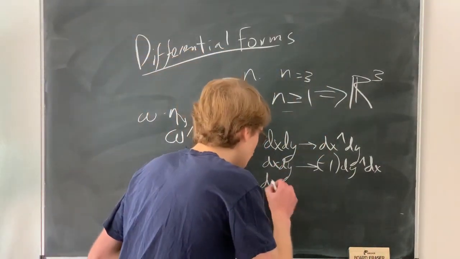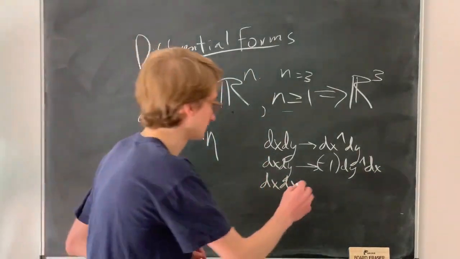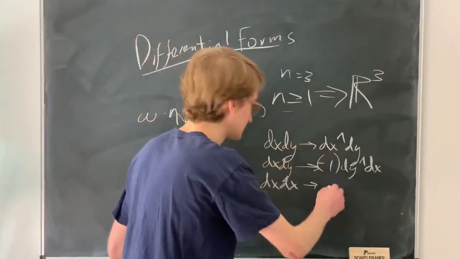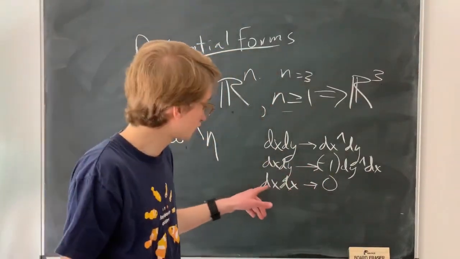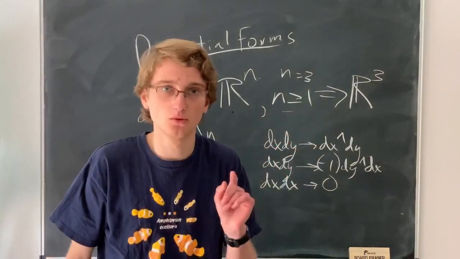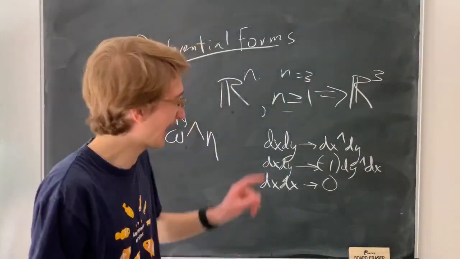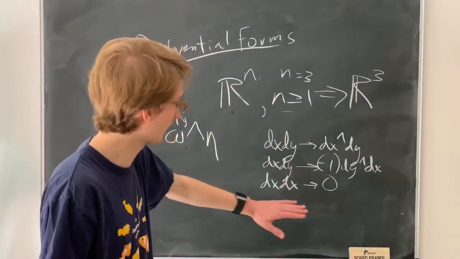Now, I think the most important property is if I were to write dx times dx, I could expand that as dx wedge dx, and I end up with 0. If I have one differential form times itself, I get 0. Now that is really interesting and will be incredibly helpful for some later proofs. So just keep this in mind.